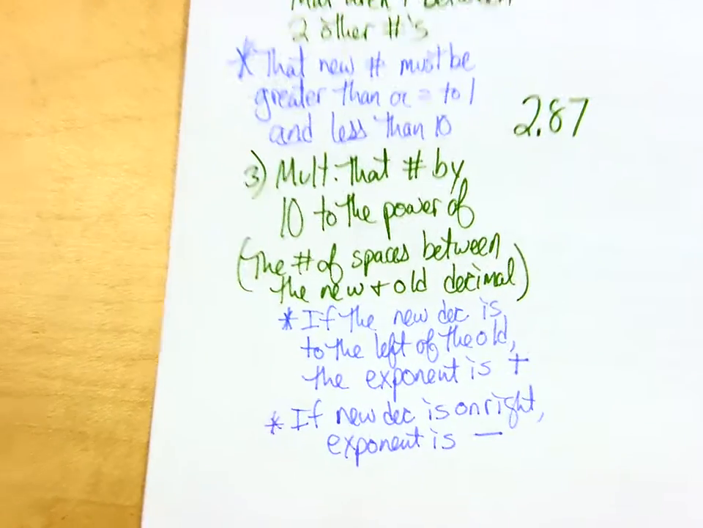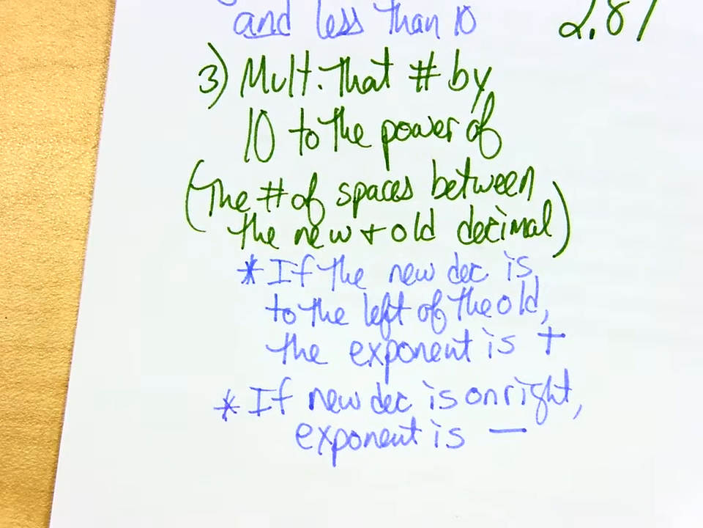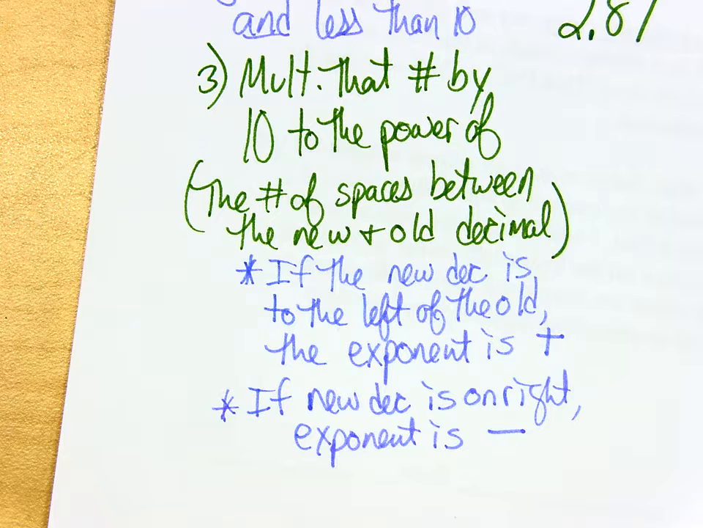This seems to trip everybody up for some reason. If I'm expressing a really big number, like in this case, 2,870,000,000, that's a big number. My exponent's going to be positive. If I'm representing a teeny tiny decimal, my exponent's negative. That's all there is to it. Big numbers have a positive exponent. Teeny little decimal numbers have negative exponents.